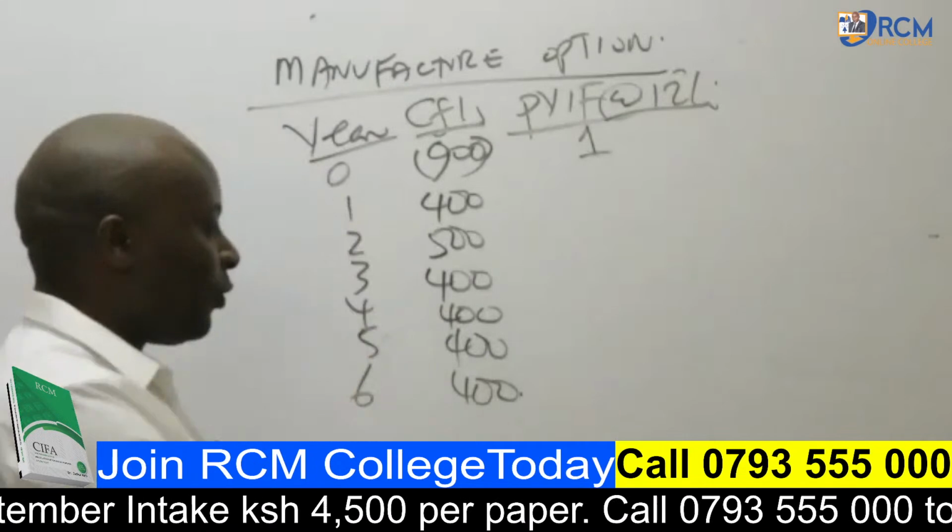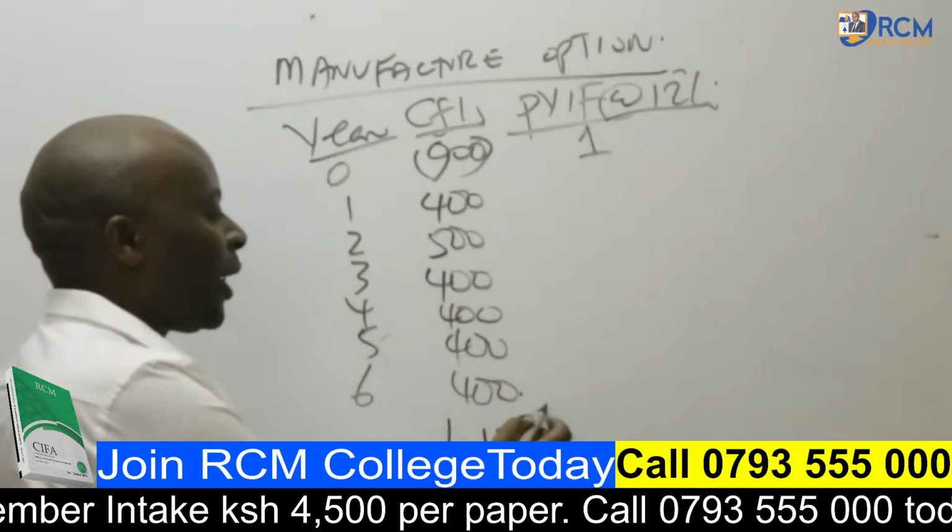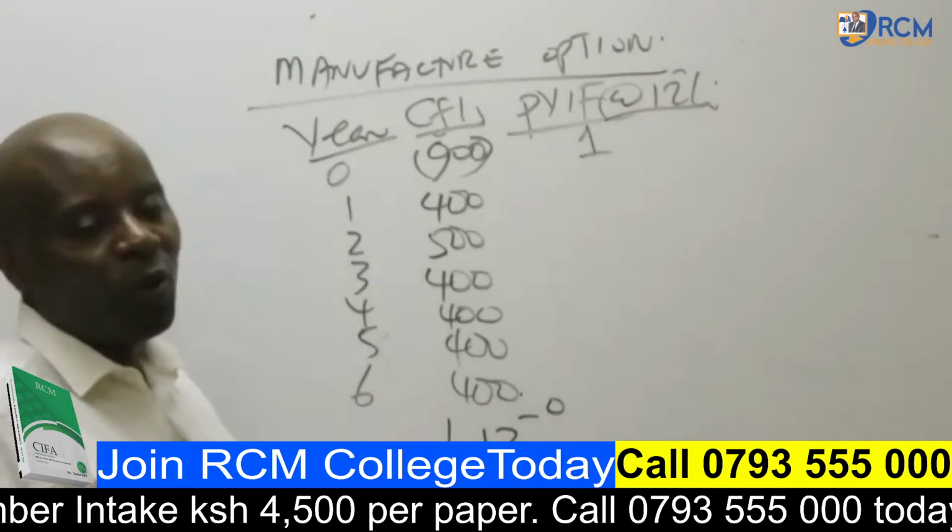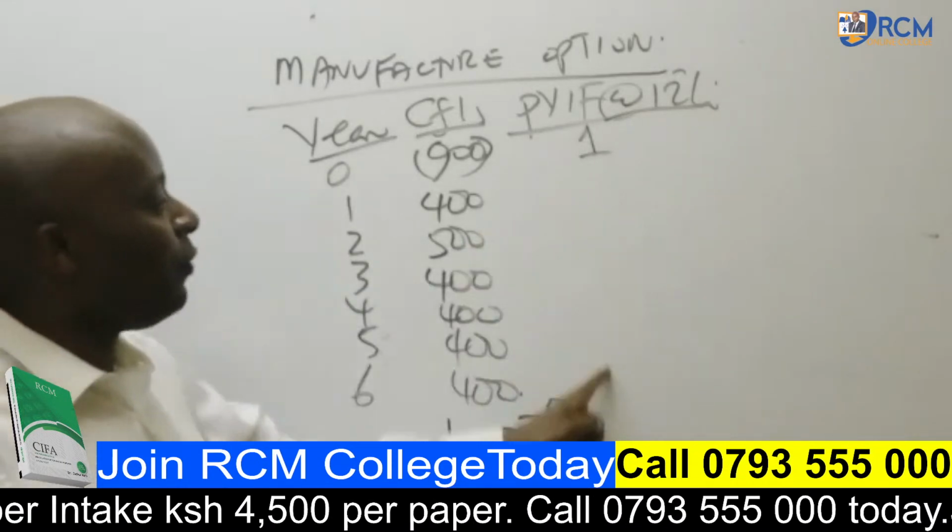Better still, you can use the formula. You say 1.12 raised to negative n. N is 0 there. It'll give you 1. So could you kindly give me these figures very fast, please?